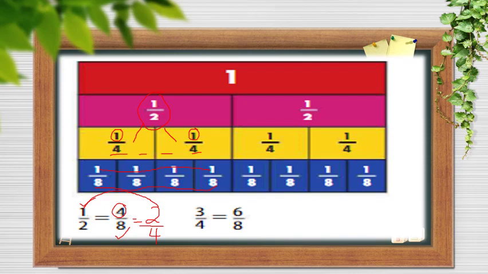Similarly, the fraction 3/4 means we are considering 3/4. Let me circle 3/4. So 1, 2, and 3. So 3 and the denominator is 4. So 3/4 is equal to how many blue parts? Excellent. 6 blue parts. So 3/4 is equivalent to 6/8.